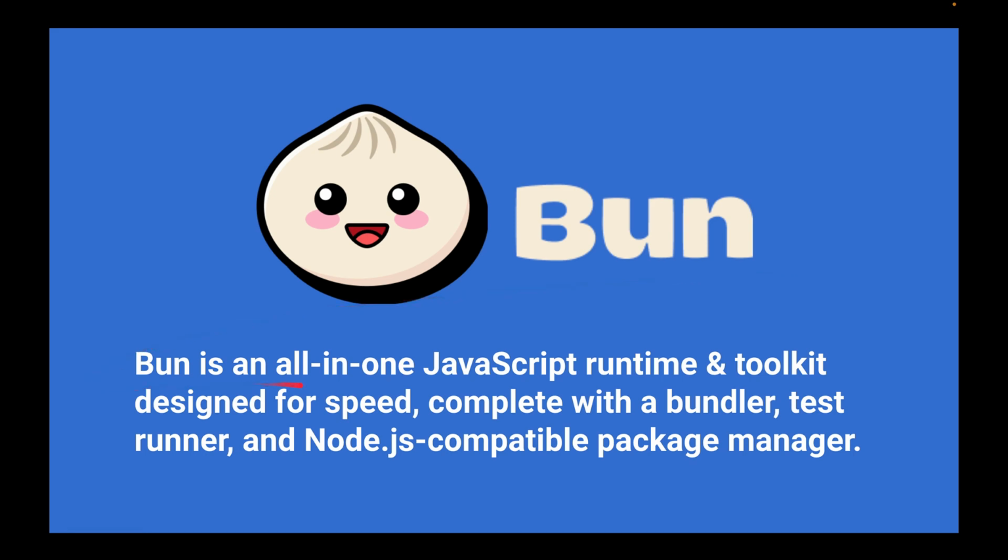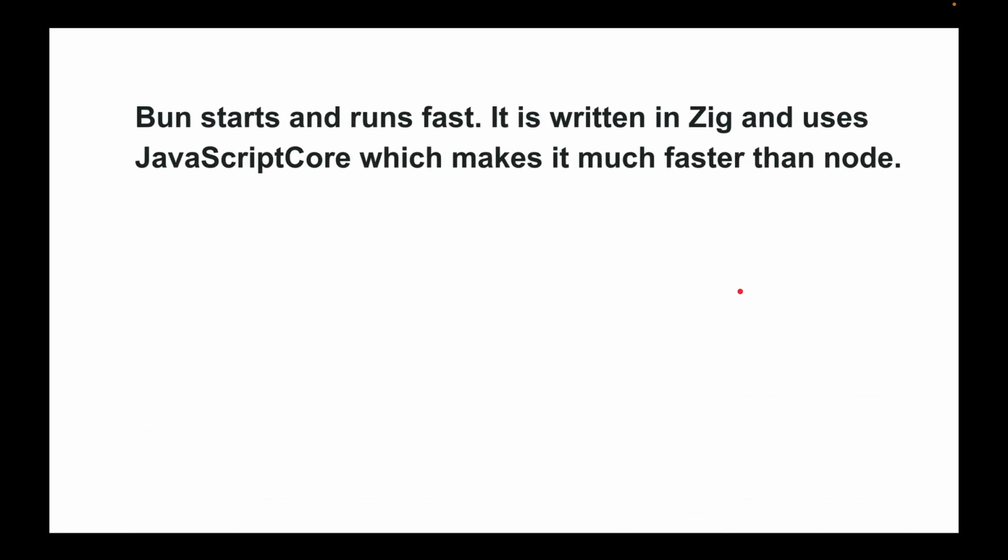Bun is an all-in-one JavaScript runtime and toolkit designed for speed, complete with a bundler, test runner, and Node.js compatible package manager. Let me show you what I mean by that. First of all, Bun starts and runs faster. According to the documentation of Bun, it is 30 times faster than Node. As we know, Node is a V8 runtime, but Bun is written in a language called Zig and uses JavaScriptCore, which makes it much faster than Node.